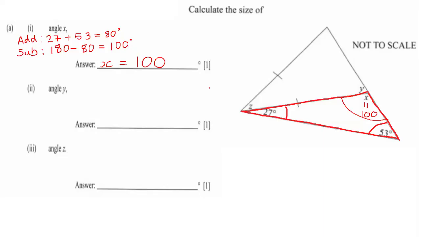You are 27 plus 53. And then subtract 180 times 80. I mean 180 minus 80, and we get 100. Why did I use 180? Why did I subtract 180?